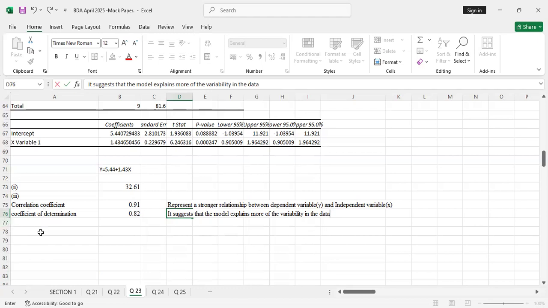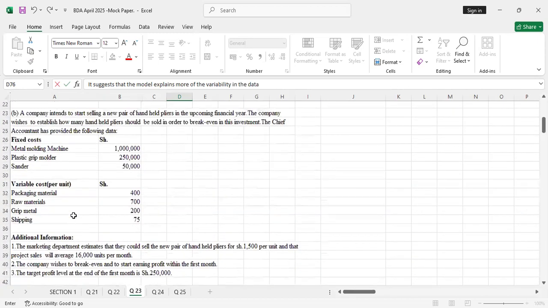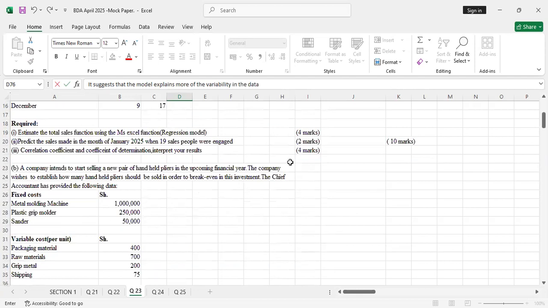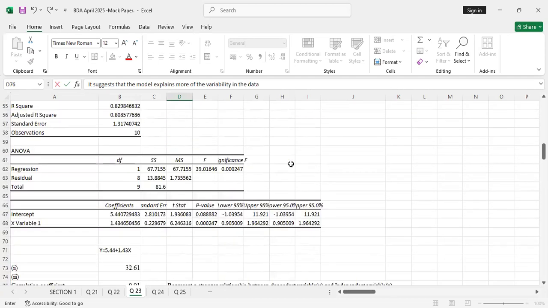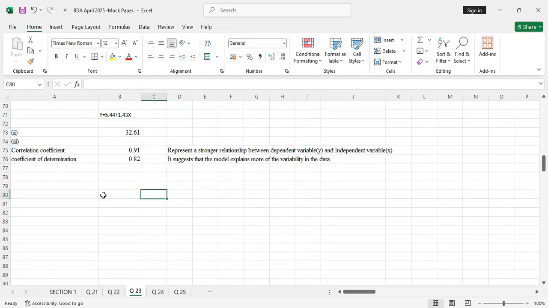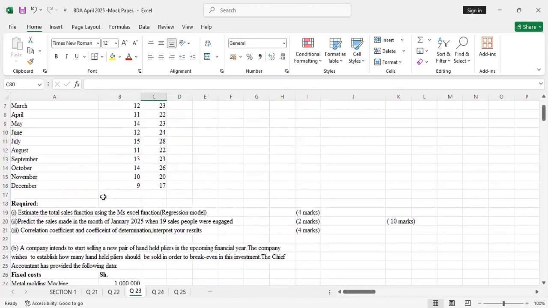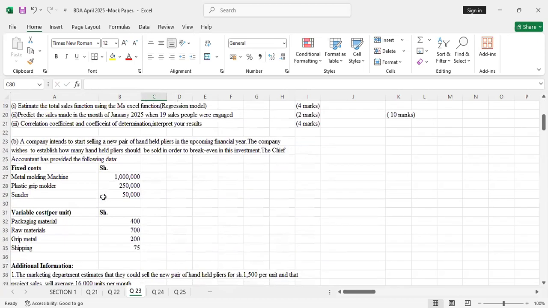So I'll go to part B of that question. With this, I'm done with part A, and you get your full 10 marks. So I'll go to part B.